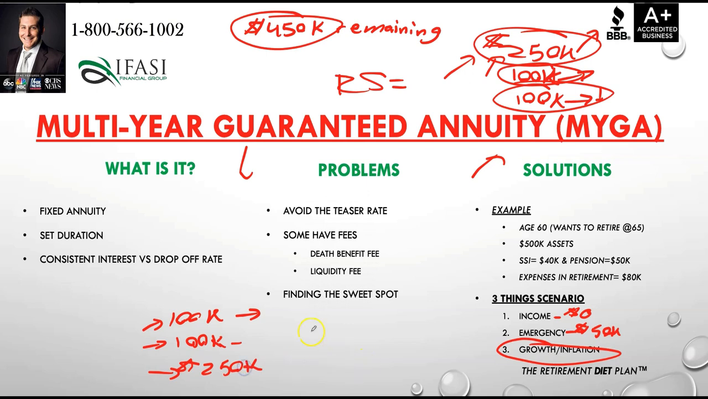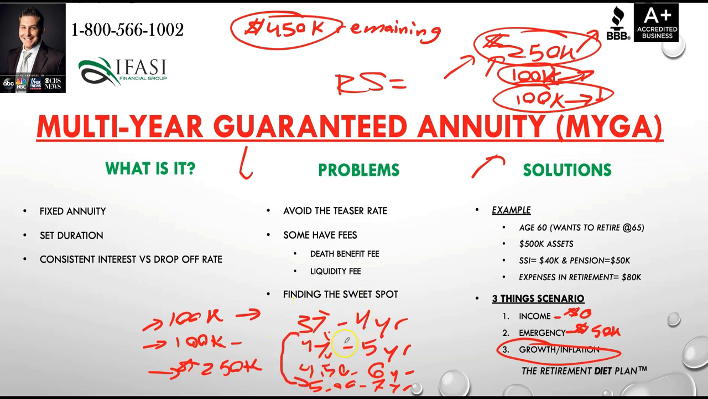And then you could also ladder out these MYGAs. So you could say, okay, you have one MYGA that might be for a 3% rate of return for 4 years. You could have another one that's 4%, let's say, for 5 years. You have another one that's, let's say, 4.5% for 6 years, and then another that's 5% for 7 years. So in this situation, after the 4 years come due, you could just purchase a new 7-year, and then you're just living off the interest, and you're doing that laddering strategy.